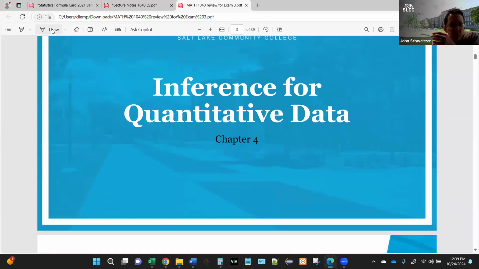So what is chapter 4? In a nutshell, it's the statistics of quantitative data. So it's the basics of working with quantitative data. Chapter 3 is categorical data. Chapter 4 is quantitative. So it really is the beginning of how we study quantitative data.